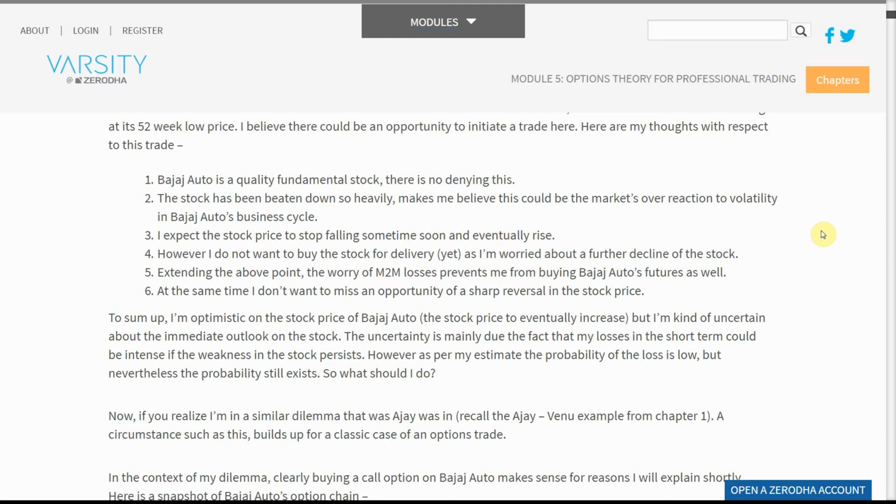The uncertainty is mainly due to the fact that my losses in the short term could be intense if the weakness in the stock persists.